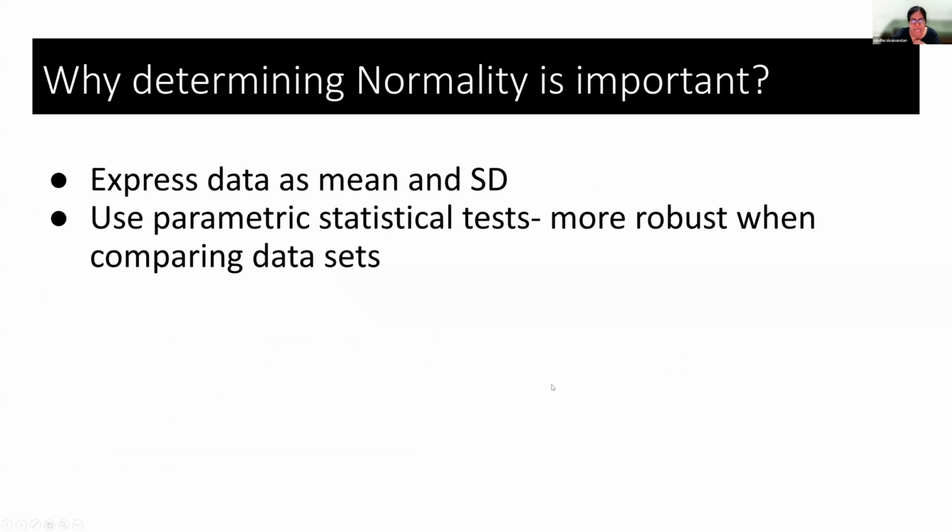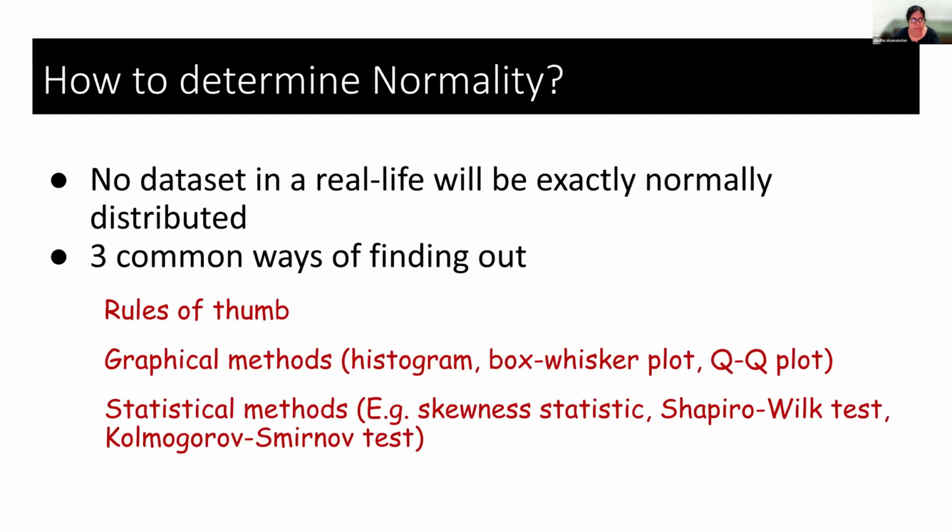So why is determining normality very important? Because we can express data as mean and standard deviation. And when the variables are expressed as mean and standard deviation, we can use more robust statistical tests when we compare two groups or something. So how do we determine normality? We only will have the values, mean and standard deviation. So looking at that, how can we decide whether the data set is normally distributed or not? In real life, no data set will be exactly normally distributed. However, we have 3 common ways of finding out.